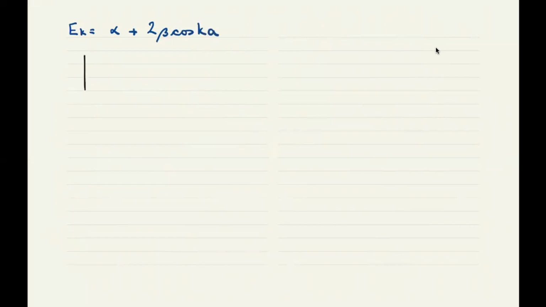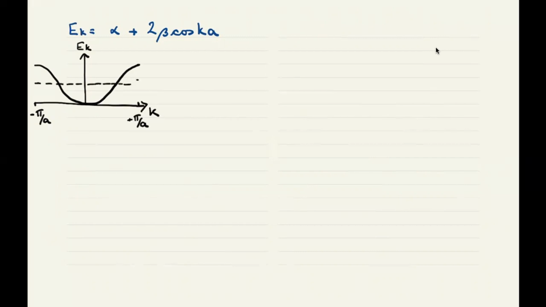So if we sketch E of k as a function of k, then we have a curve that looks like this, running from minus k is equal to minus pi over a to k is equal to plus pi over a. And it's half filled, so our Fermi energy is here.